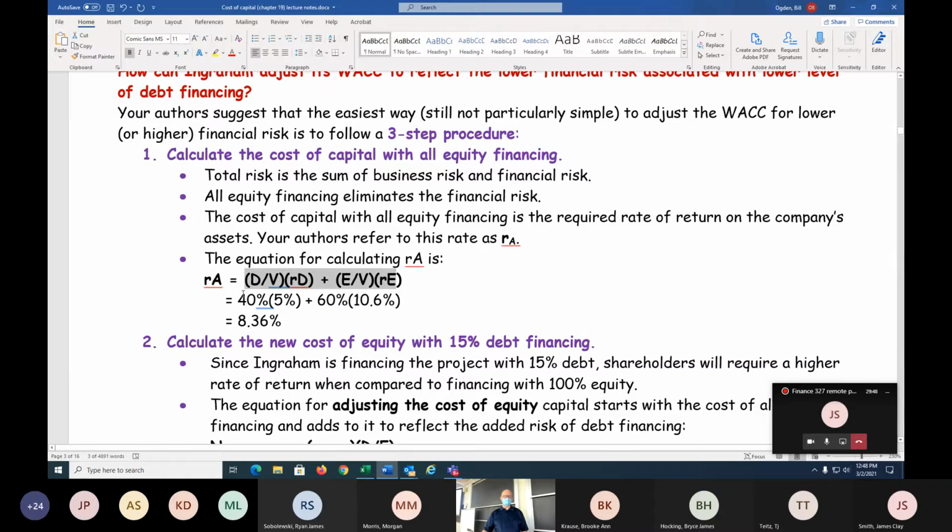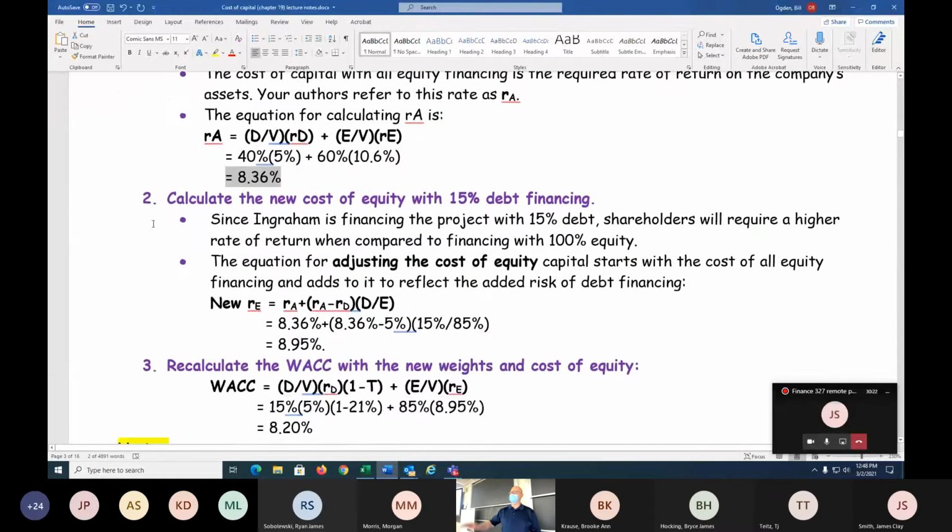All right, so I take debt to value. So it's currently for Ingram, it's at 40%. I take their cost of debt. I add to that, they're currently at 60% equity, which corresponds to a 10.6% cost of equity. Okay. And then I arrive at 8.36%. So step one, what would be the appropriate cost of capital with all equity financing? We have it right here.